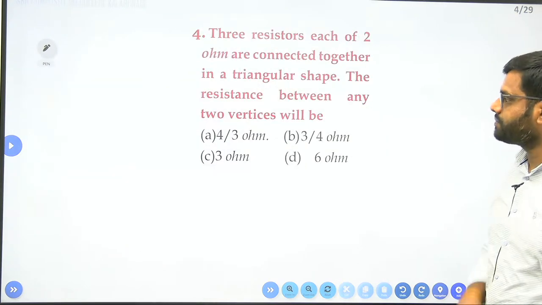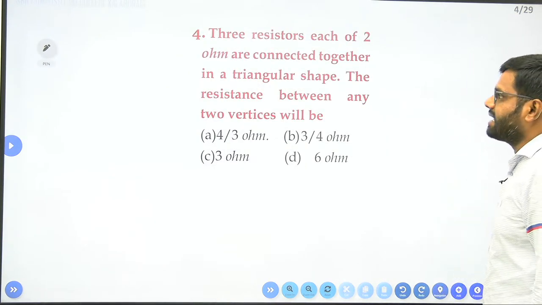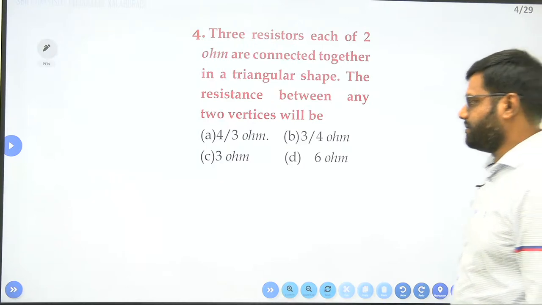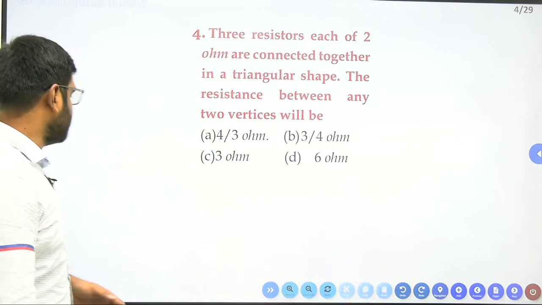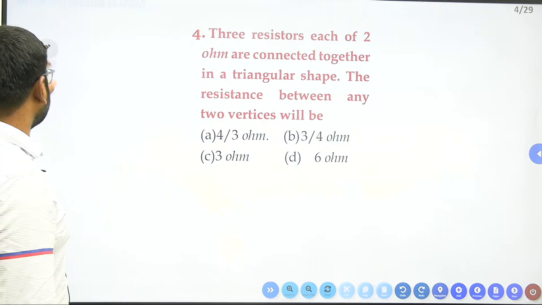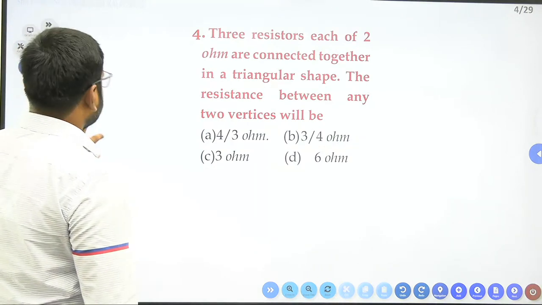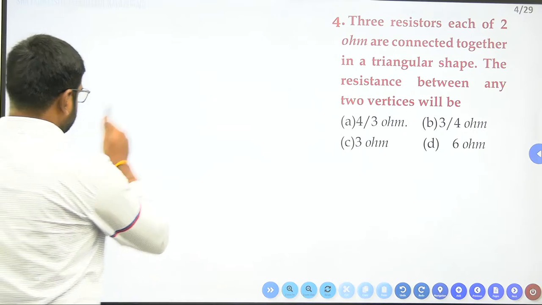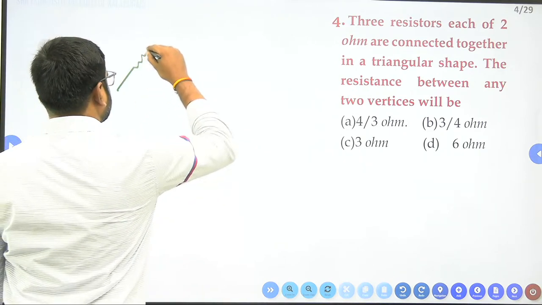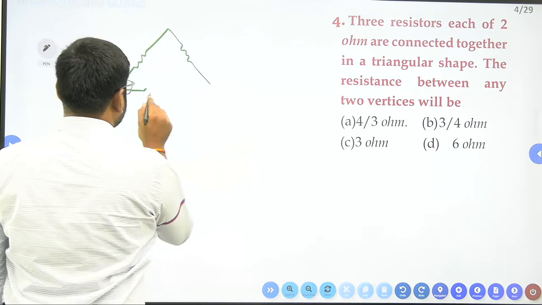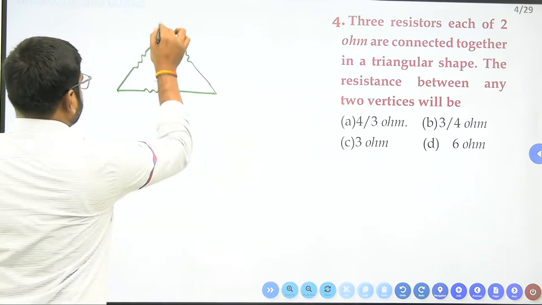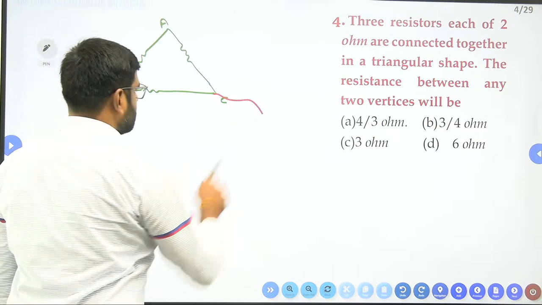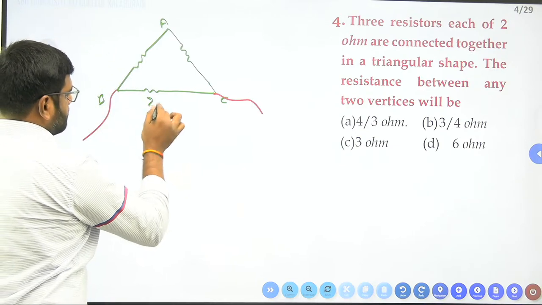The next question is: 3 resistors, each of 2 ohm, are connected together in a triangle shape. The resistance between any 2 vertices will be? So here 3 identical resistors are connected in a triangle shape. I'll draw a triangle with vertices A, B, C. Any 2 vertices you can take. If I take B and C, what is the effective resistance between B and C?